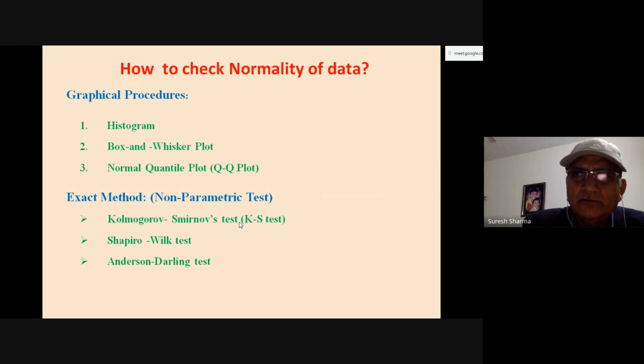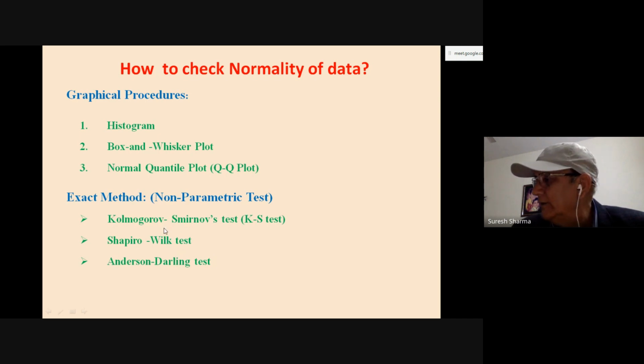That means data is not coming from a normal distribution. But if the p-value becomes more than alpha, then you accept. That means yes, data is coming from a normal distribution. Similarly, the Shapiro-Wilk test will give you a p-value. Similarly, the Anderson-Darling test will give you a p-value. But out of these, we will go for the Kolmogorov-Smirnov and Shapiro-Wilk tests today. These two are very important tests. People sometimes use the others, but these two are more powerful tests.